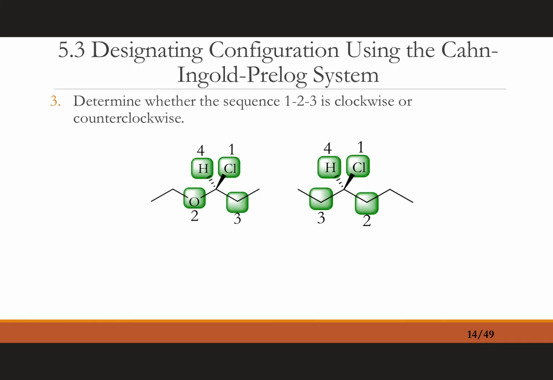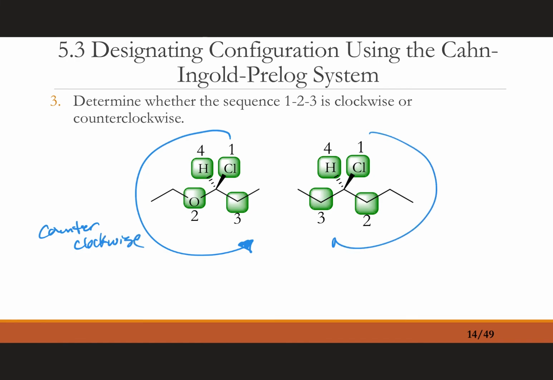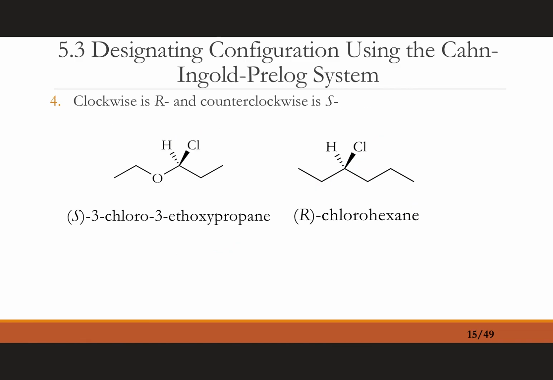Determine whether the sequence 1, 2, and 3 of the groups are clockwise or counterclockwise. In the left molecule, it's going counterclockwise. In the molecule on the right, they're going clockwise. Clockwise is going to be called R, while counterclockwise will be called the S enantiomers.